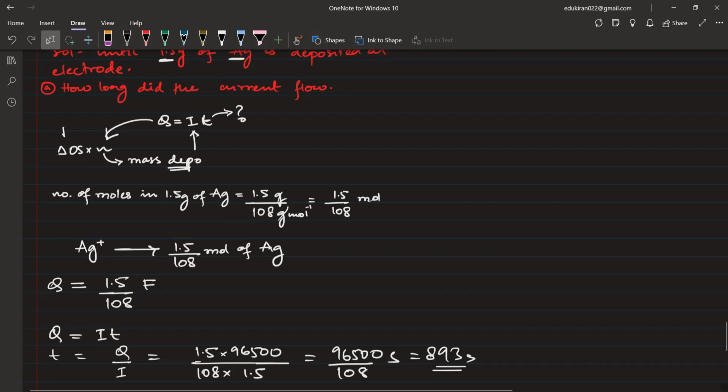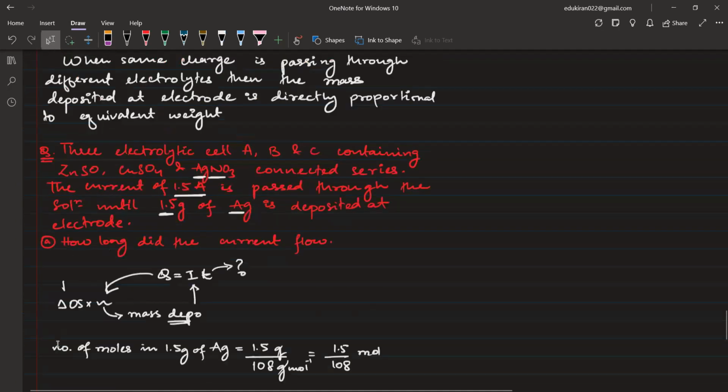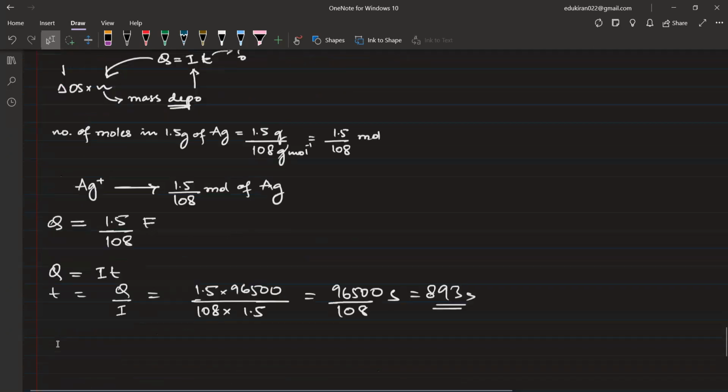This was the first question. The next question that they are asking is, what will be the amount of zinc and what will be the amount of copper that will be deposited?